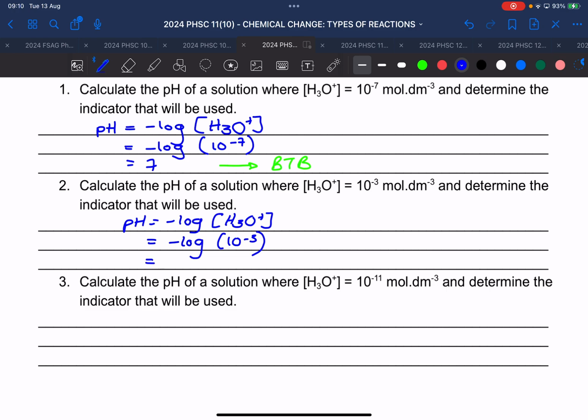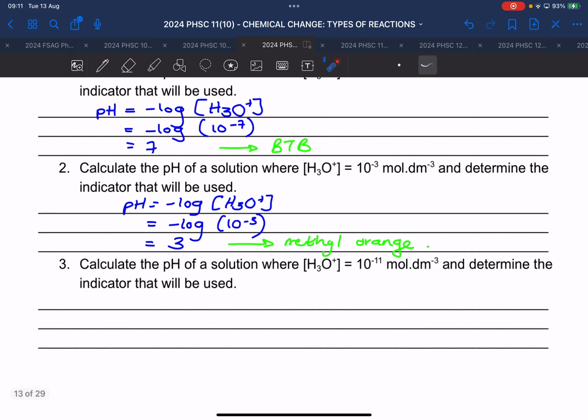And if you calculate that, Zara, what do you get? 3. Just 3. And the indicator that will be suitable? Methyl orange. Easy peasy? Okay, the next one, same easy one. It will get more difficult, don't you worry.